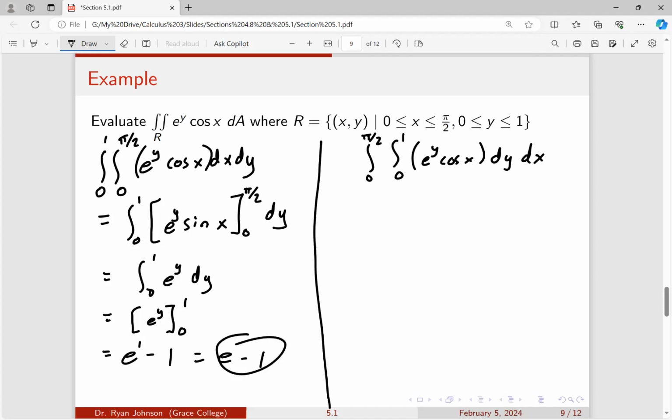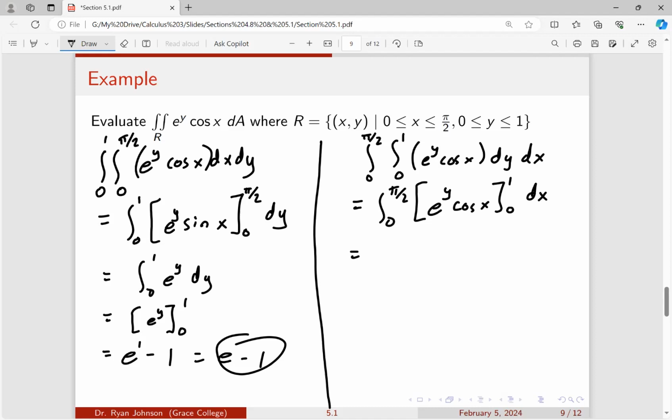Okay, let's check if we get the same answer over here. So now keep the 0 to pi over 2 the same. Integrate with respect to y, and I get e to the y. The integral of e to the y is e to the y, and cosine x I'm treating like a constant, from 0 to 1. The dx on the outside stays the same.